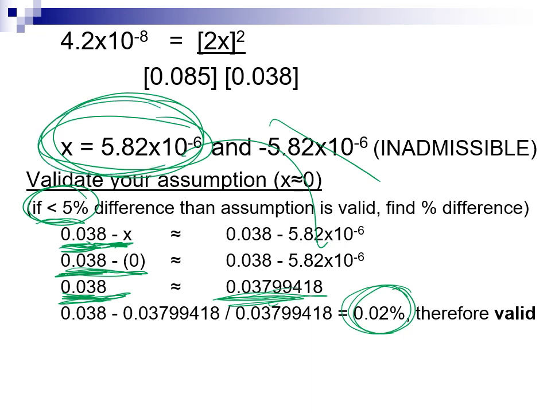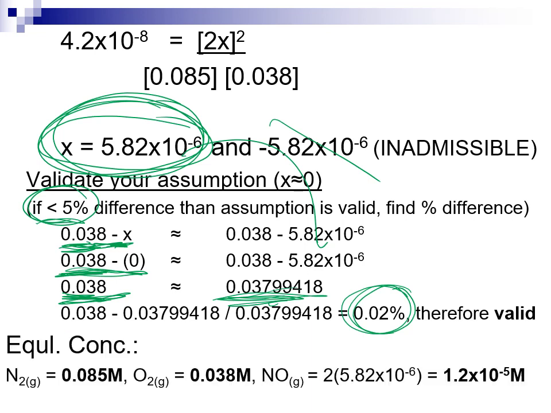So we have our x values, we have our concentrations at equilibrium based on those x values, and again, you would say that the concentration of the reactants essentially did not change, and our concentration of our product is 2 times 5.82 times 10 to the negative 6. Which is 1.2 times 10 to the negative 5 moles per liter.